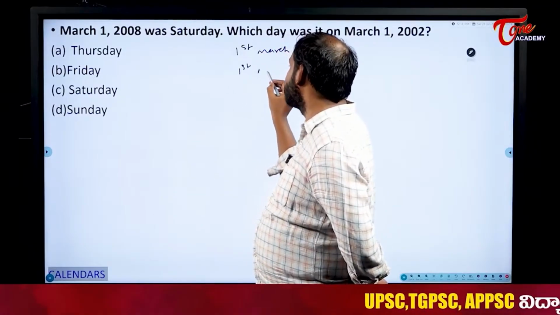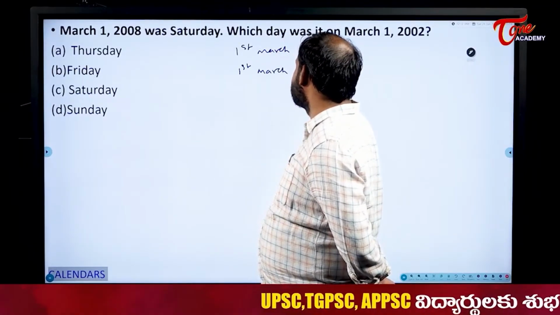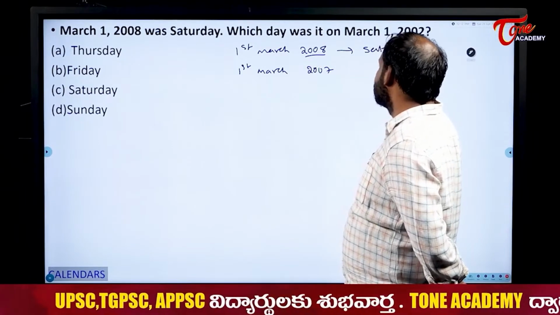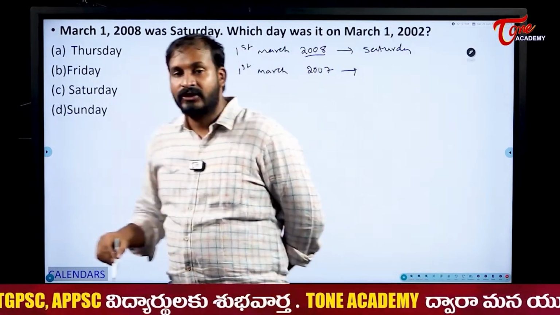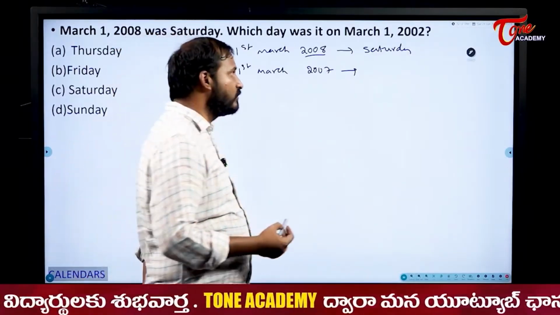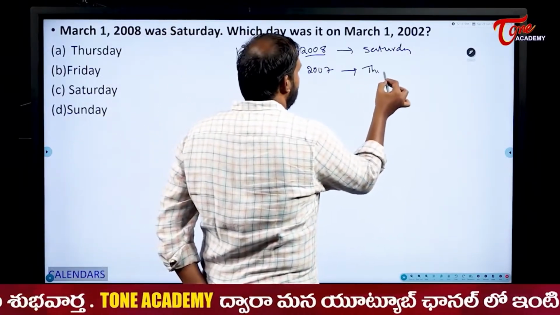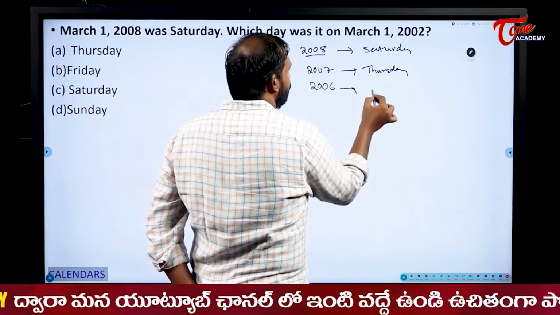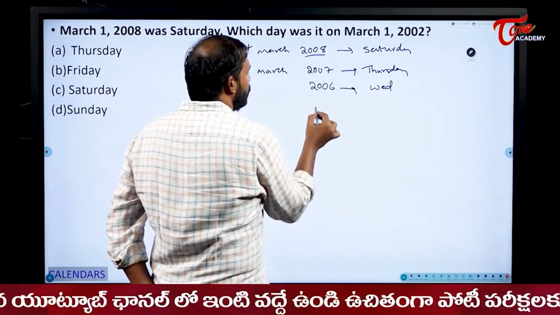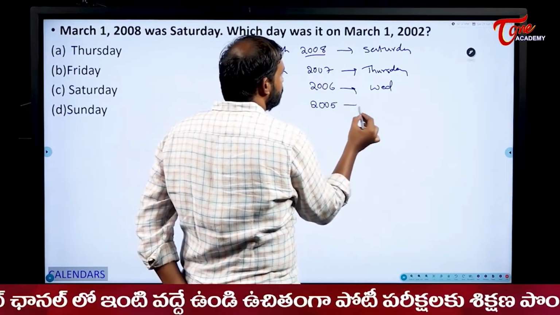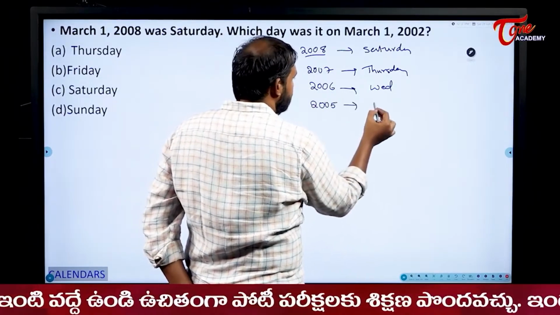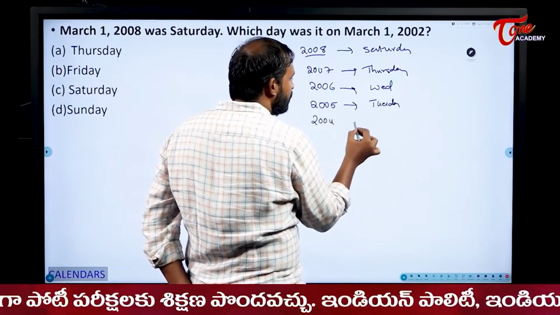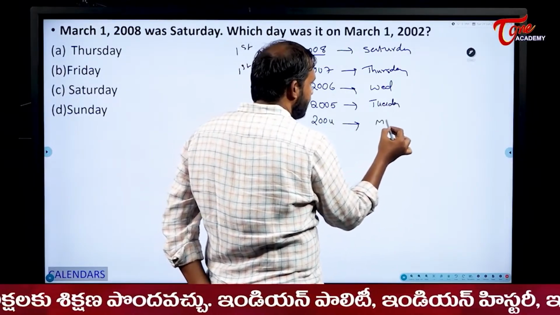Now tell me what will be March 1st of 2007. According to this, 2008 is Saturday. So now you should come back 2 days. So it will become Thursday, not Friday. Please be careful. 2006 it will become Wednesday. 2005 it becomes Tuesday. 2004 it becomes Monday.